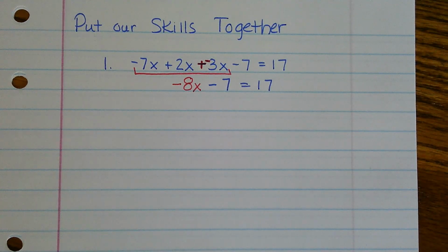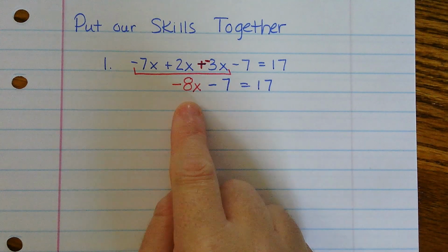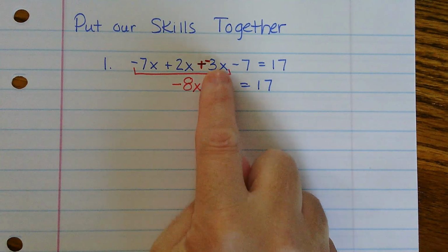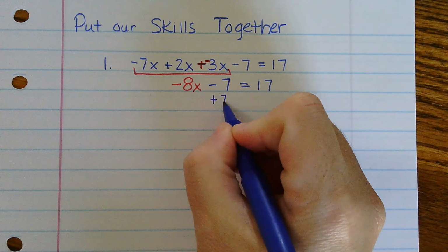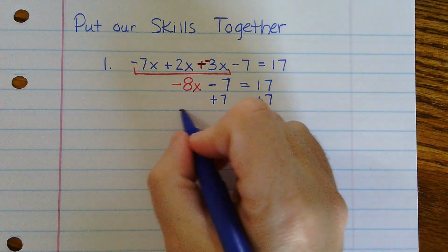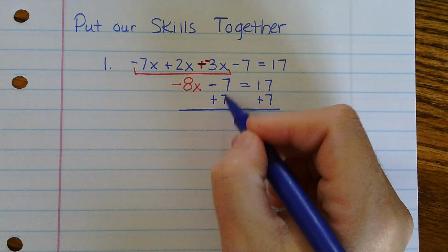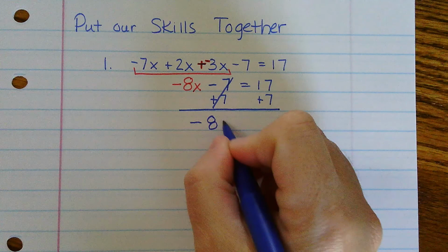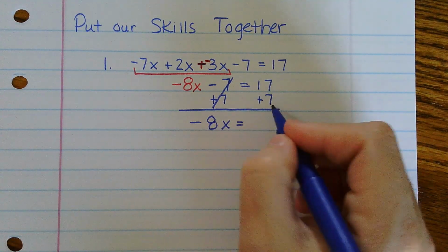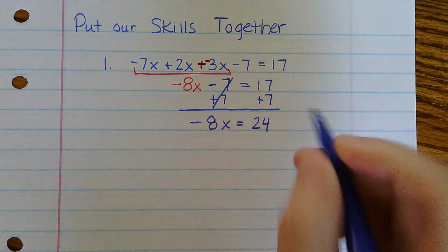Second thing you want to do, this is a 2-step. We did these. So you're going to tackle that constant. You're going to do the inverse operation. In this case, we're going to add 7 to both sides of equals. Negative 7 plus 7 cancels. Notice the work I'm showing. You've got to show work to get your credit. And 17 plus 7 is 24.